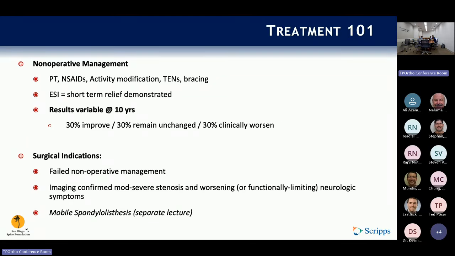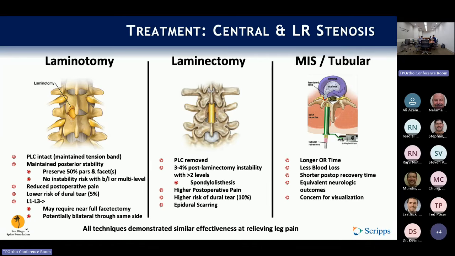So the surgical indications are for those who have failed non-op management, and then imaging-confirmed moderate to severe stenosis or worsening neurologic symptoms. Also patients with mobile spondylolisthesis, but this will be covered in a different lecture. And so these are our main workhorses for dealing with central and lateral recess stenosis.